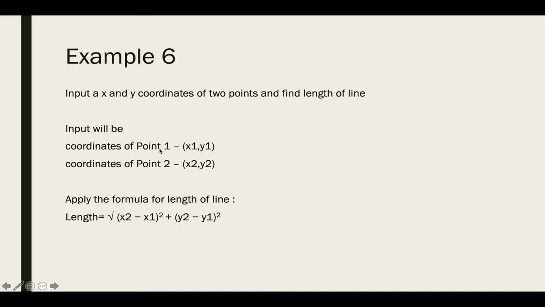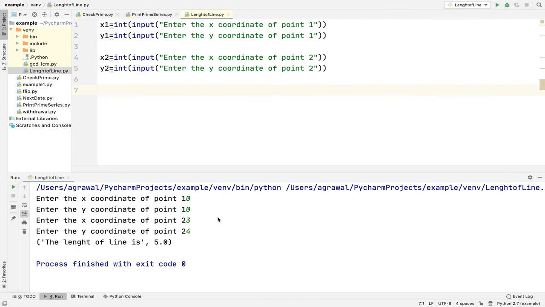So the input will be x1 y1 for the first point and x2 y2 for the second point, and we have to apply the formula for length from coordinate geometry, which is length equals the square root of (x2 minus x1) whole square plus (y2 minus y1) whole square. In this example, we will be understanding the use of the power function in Python. Now let's proceed to our program.